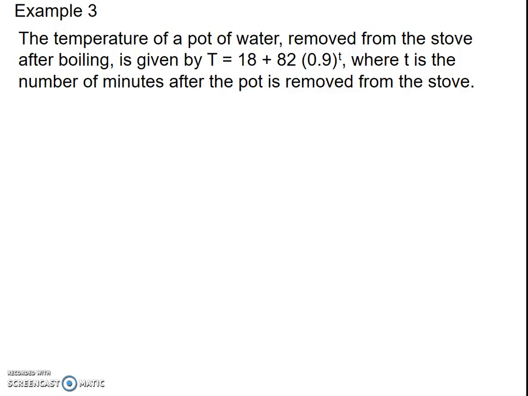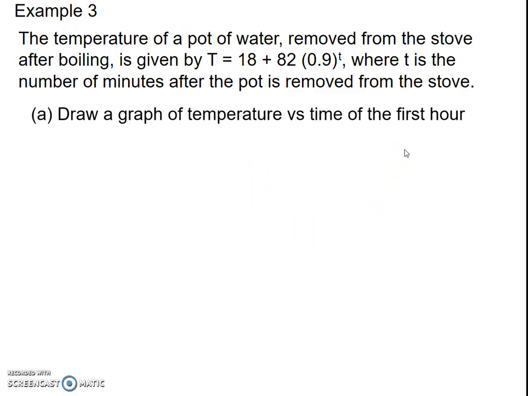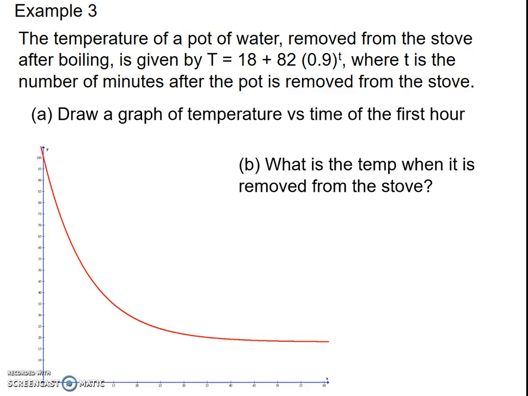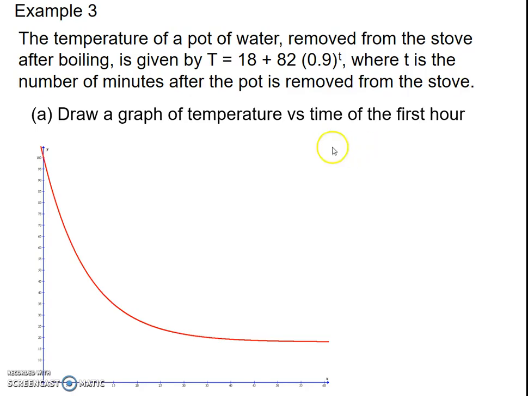Okay, last example. We've got a pot of water on the stove. Temperature is given by that formula there. When t minutes have passed, we take it off the stove, obviously it will cool down when it's not on the stove. So draw a graph. There's our graph. Okay. And you can see it's exponential because it has that curve shape, but it also has the asymptote over here. That's important for the rest of the question.